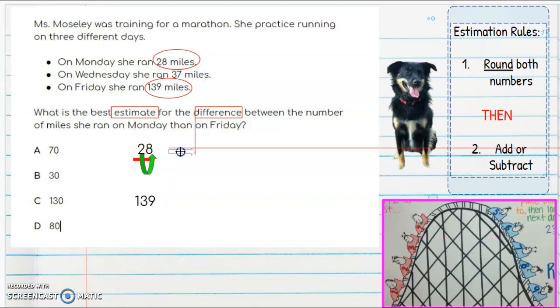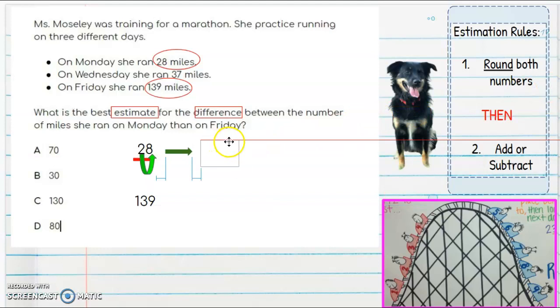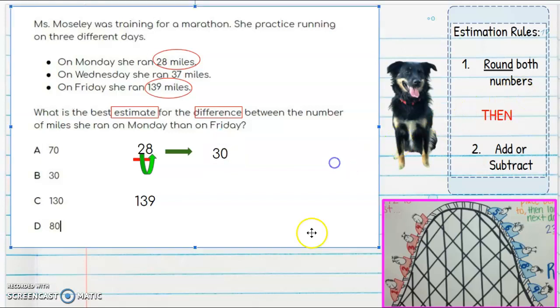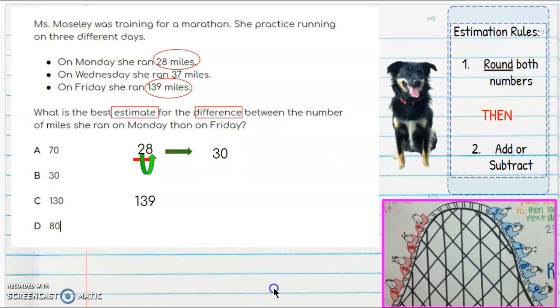So if I have 2 and I score, the 2 turns into a 3, and the rest turn into zeros. So 28 rounded to the nearest 10 is 30. Remember, the 8 told the 2 to let it score because it's going up the roller coaster. When the 2 scores, it turns into a 3, and the rest turn into zeros.